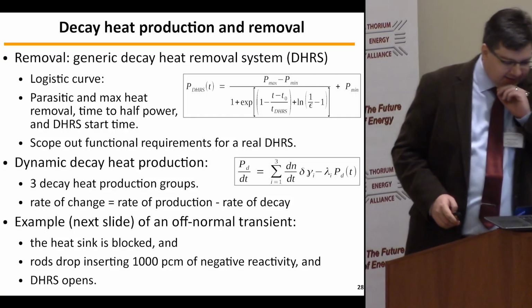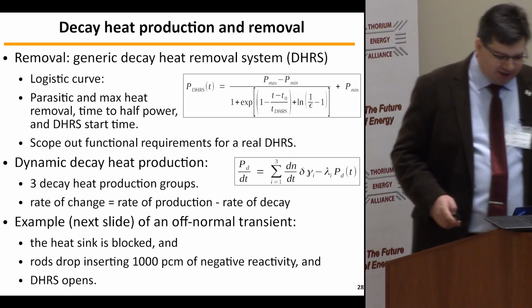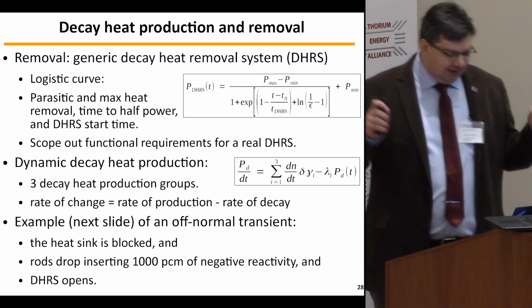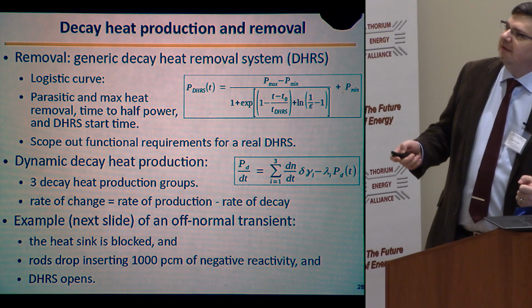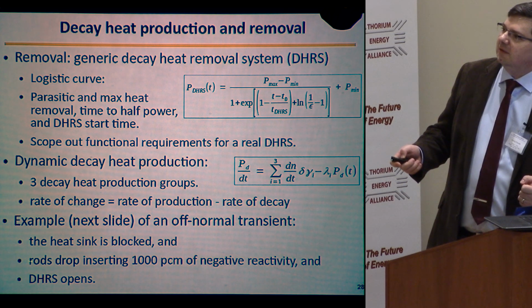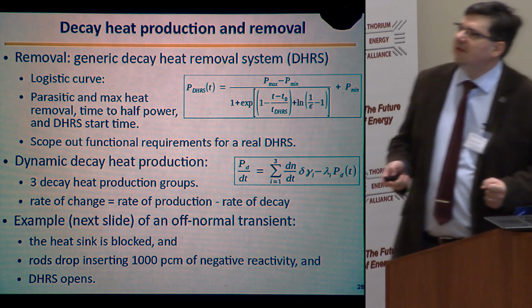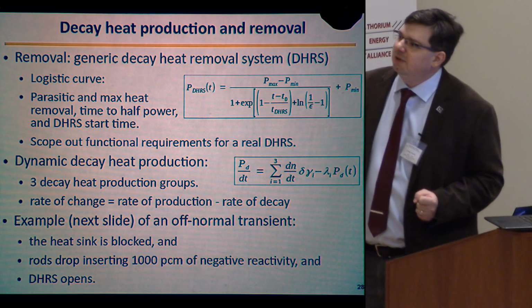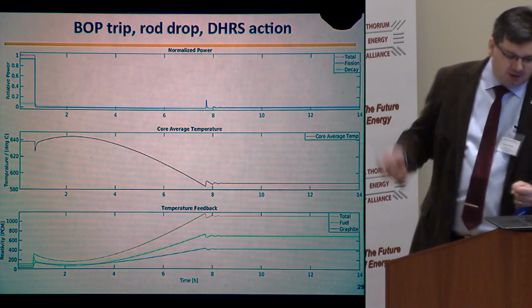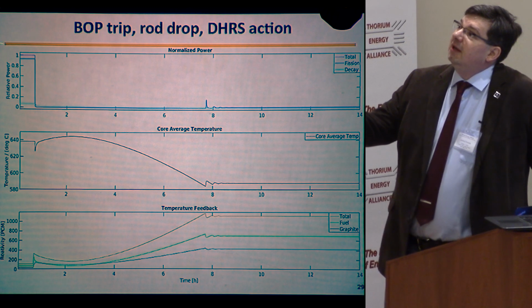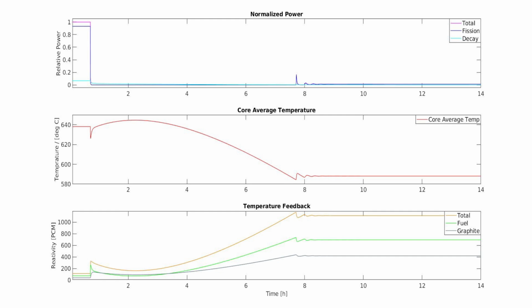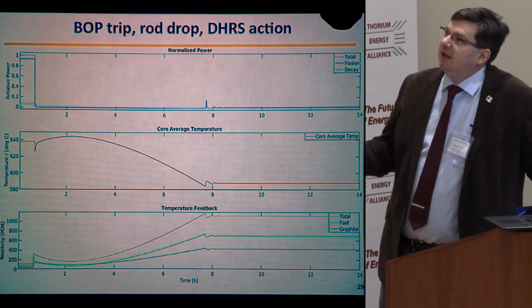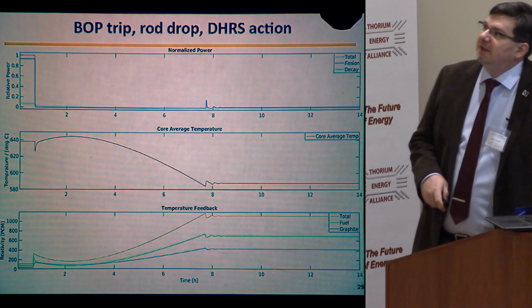We also implemented decay heat in a novel way. We'll publish a paper soon, and this is the stuff which was done at 1 a.m. this morning. And I would like to, as a last slide, show you what happens in a molten salt reactor if we lose the heat sink. As we lose the heat sink, we drop 1,000 pcm of reactivity, and we open a decay heat removal system. What you see here is that the power, which is composed of fission power in blue and decay power in Cherenkov blue, goes down as soon as we drop the rods, but the core is still generating decay heat. Temperature in the core starts to go up, and now it's getting removed by the decay heat system.